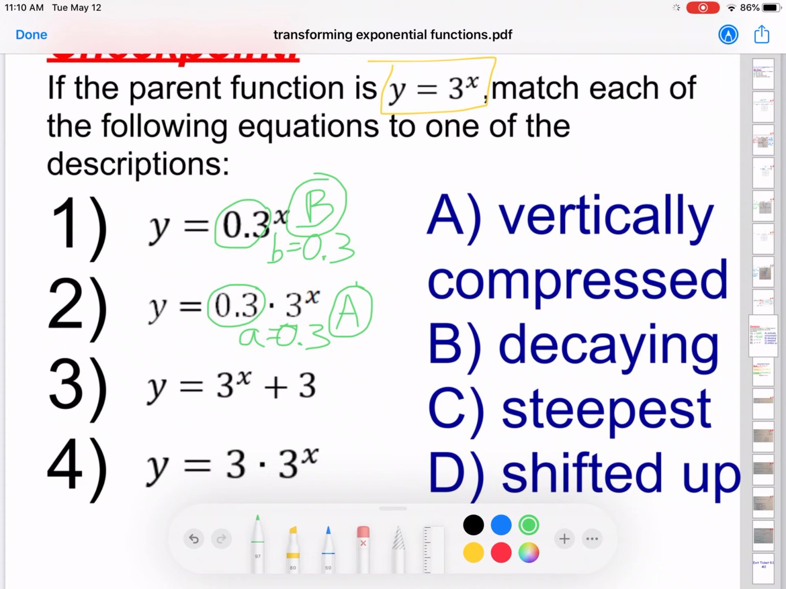Looking at number 3, we notice that they put a positive 3 on the end here. That means our k value is positive 3. We know from our notes that if a k value is being added, that means that the entire graph is shifted up. So number 3 should be choice D. And finally, for number 4, they went back to a, their a value, and they changed it to 3. We know that if the a value becomes larger and larger, that makes the graph more stretched out, which makes it steeper. So number 4 should be choice C.